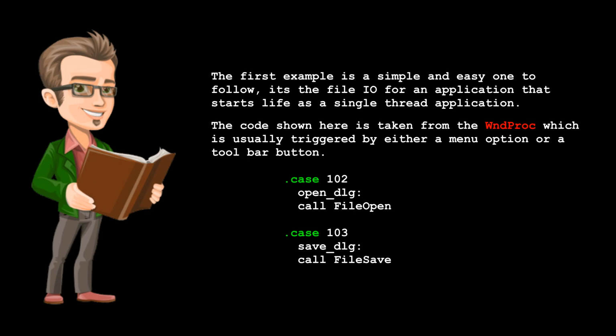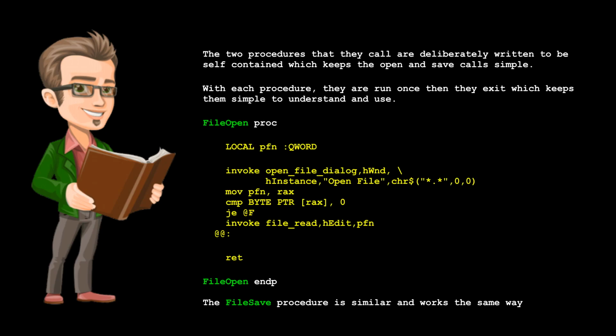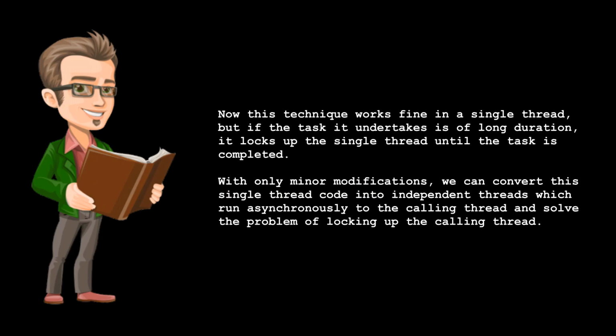The code shown here is taken from the WinProc, which is usually triggered by either a menu option or a toolbar button. The two procedures that they call are deliberately written to be self-contained, which keeps the open and save calls simple. With each procedure, they are run once, then they exit, which keeps them simple to understand and use. Now this technique works fine in a single thread, but if the task it undertakes is of long duration, it locks up the single thread until the task is completed.